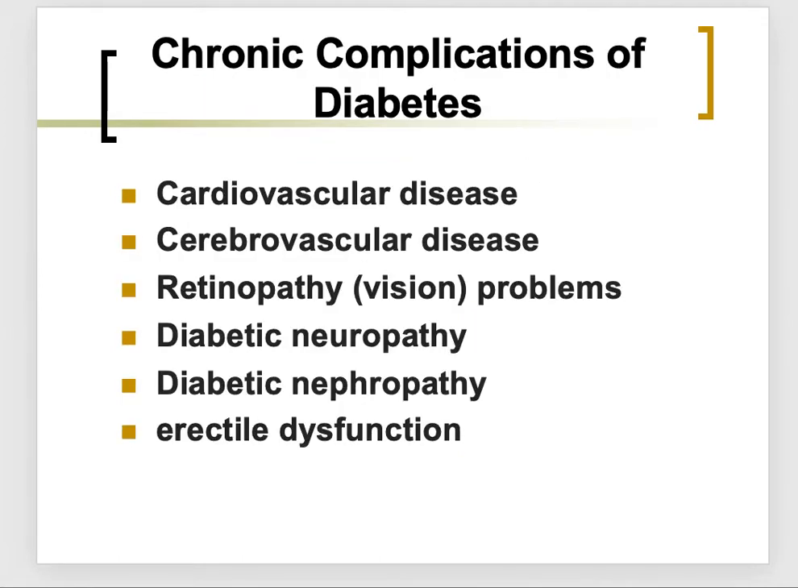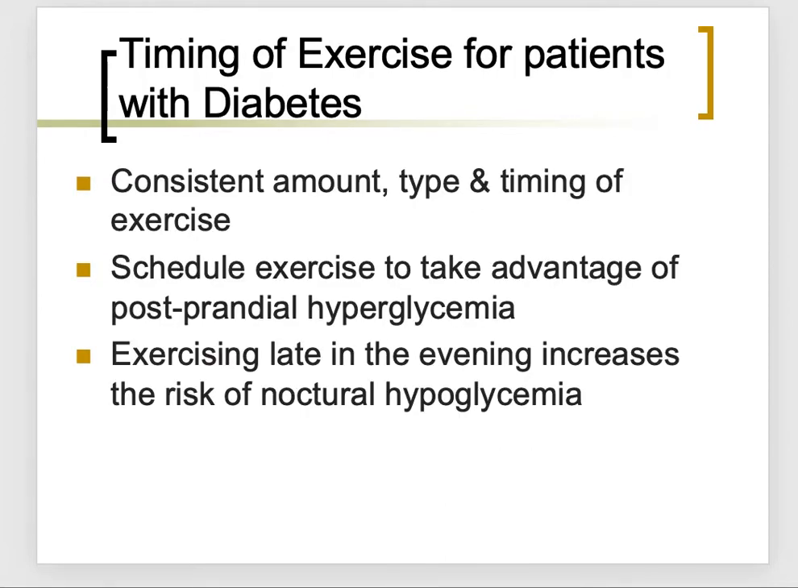What I want you to know is that when someone has diabetes, their chronic complications, cardiovascular disease, as I mentioned, stroke, cerebral vascular disease, retinopathy with the vision, diabetic neuropathy, nephropathy, erectile dysfunction. So circulatory system, sensory into the optic nerve, the renal system, the nerve, the neurological symptoms, infection among patients.